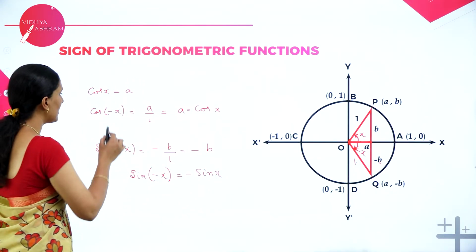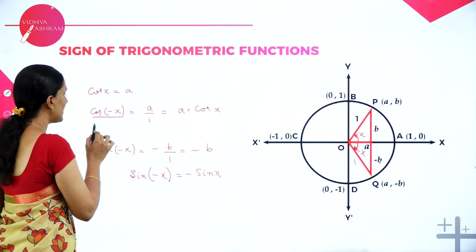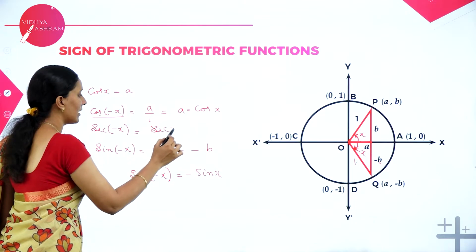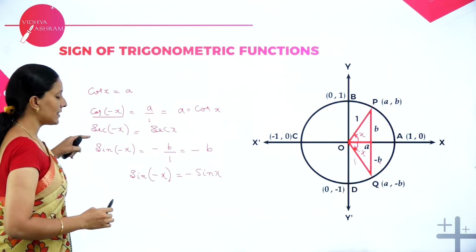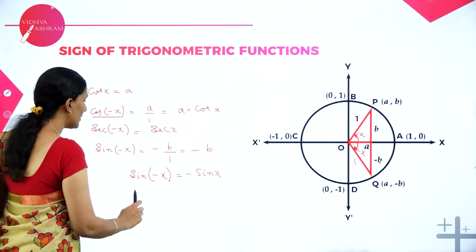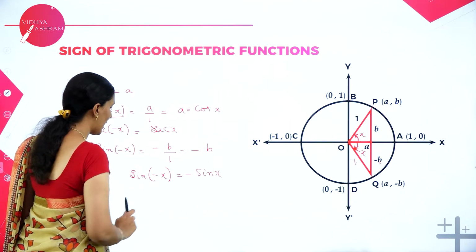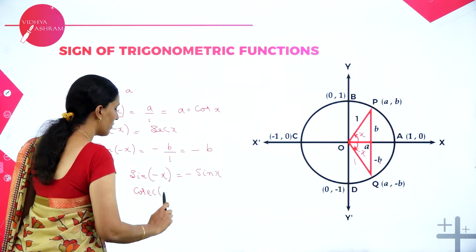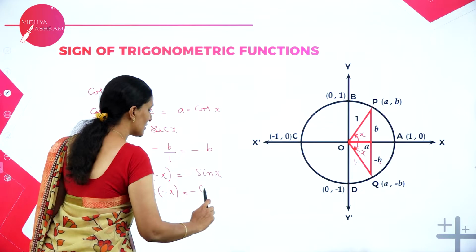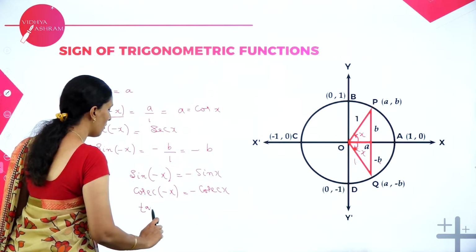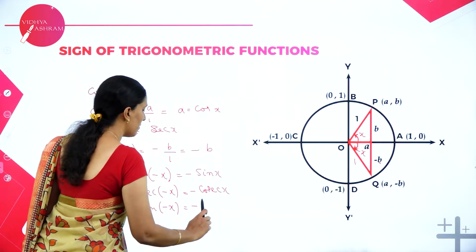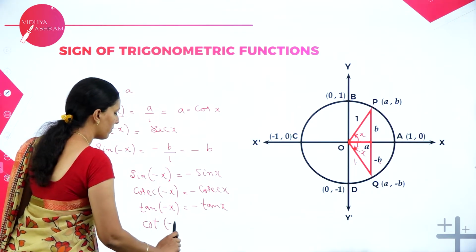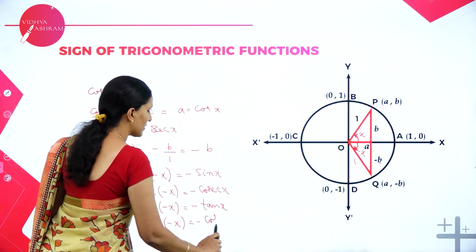So thus, except for cos and secant, where cos of minus x gives cos x and secant of minus x gives secant x only. Except for cos and secant of negative angle, all other trigonometric functions will be negative. That is, sine of minus x is minus sin x, cosecant of minus x is minus cosecant x, tan of minus x is minus tan x, and cot of minus x is minus cot x.